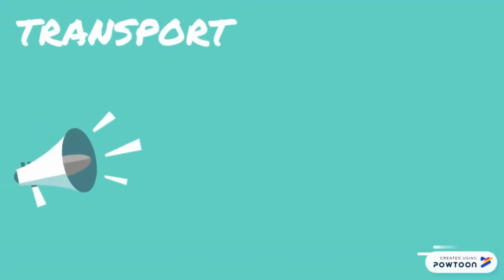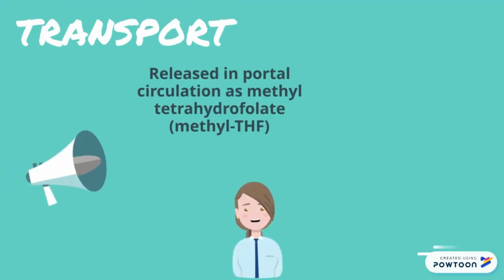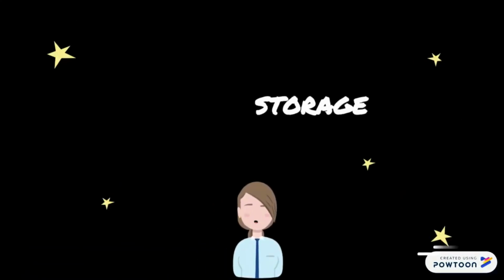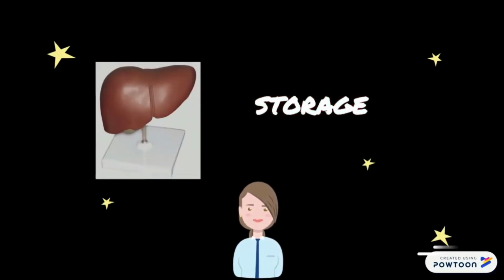For the transport, folate is released in portal circulation as methyl tetrahydrofolate and is transported to various tissues bound to some unknown proteins. For the storage of folate, the liver is the main site of storage, where it is stored mainly as methyl THF polyglutamate.